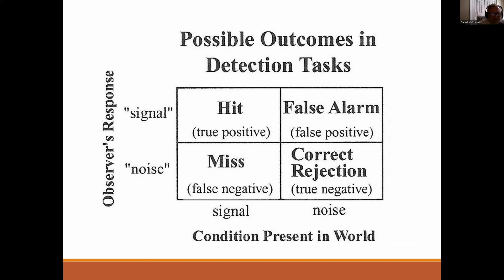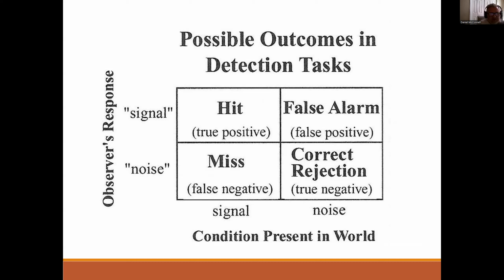So we have on the left here the actual observer's response. A yes is to say the signal is present. A no is to say that the signal is not present, so it's noise. So signal means yes, noise means no. And then what's the actual state of affairs in the world? That's shown on the bottom. Sometimes the signal is present, sometimes it's just noise.